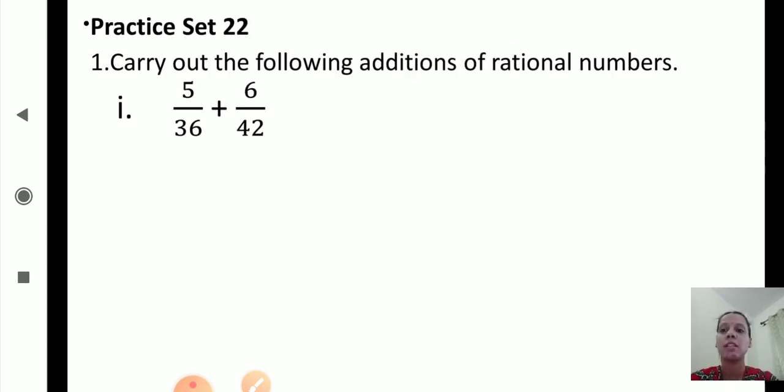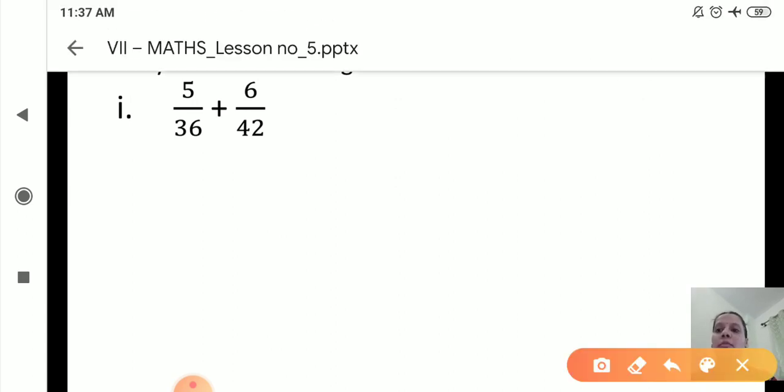This is practice set 22, question number 1. Carry out the following additions of rational numbers. You will do the addition of rational numbers. Here the rational numbers given are 5 upon 36 plus 6 upon 42, first sum. Now we'll carry out the addition of these rational numbers.